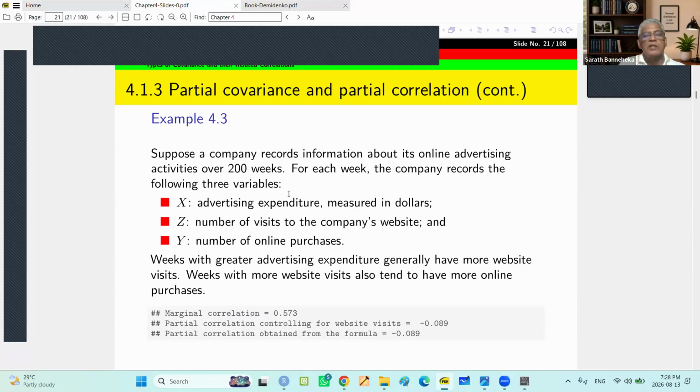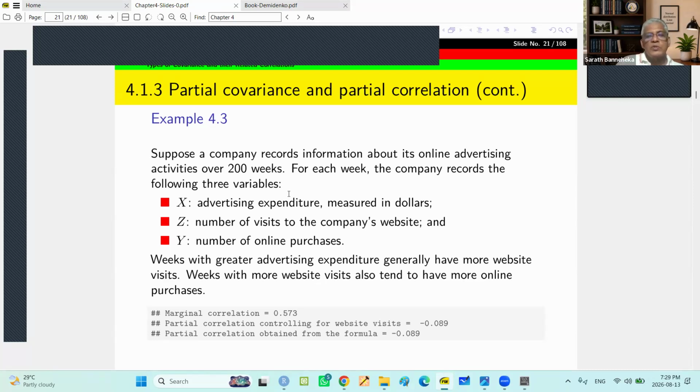Let's look at another example. In the previous examples, the third variable was a confounding variable. We were looking at the relationship between x and y. In the first case, ignoring z, that is marginal. The other one, after removing the effect of z, that is the partial. Now, in this case, z actually plays a different role. Let's look at the example first.